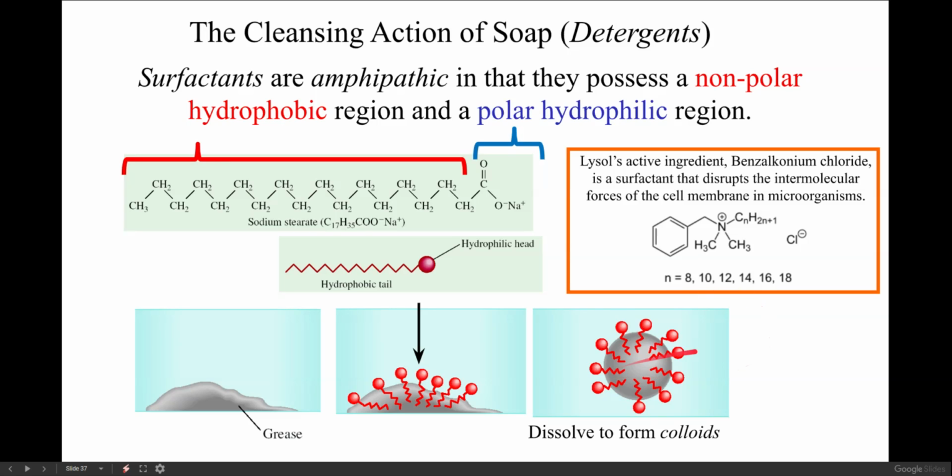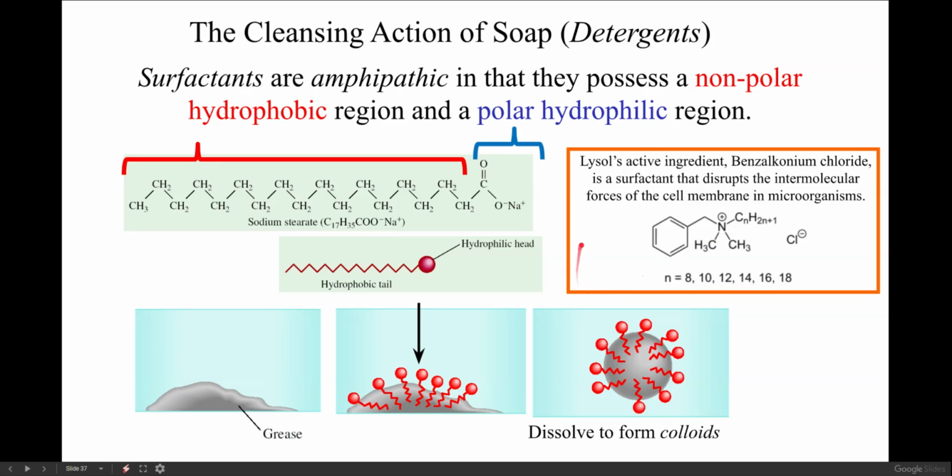Again, this type of amphipathicity, it's a fun word, is how we enable polar and non-polar things to mix. Here's a fun fact. Again, Lysol. We've been using a lot of this lately, benzalkonium chloride. So it too is a surfactant. It has a polar group and a non-polar group.